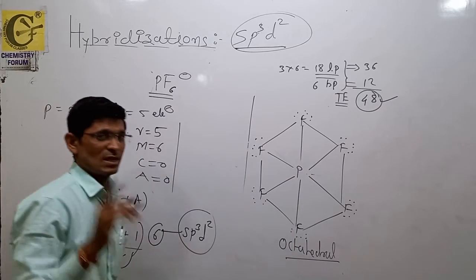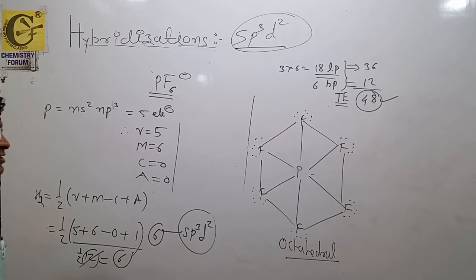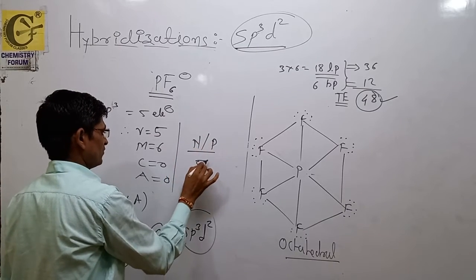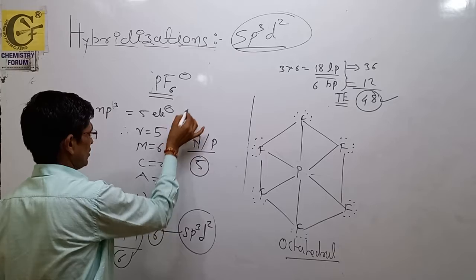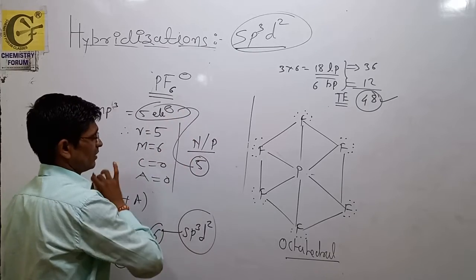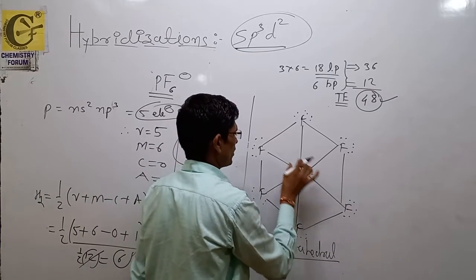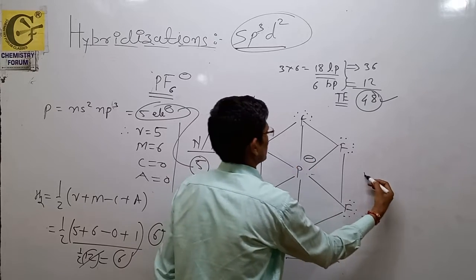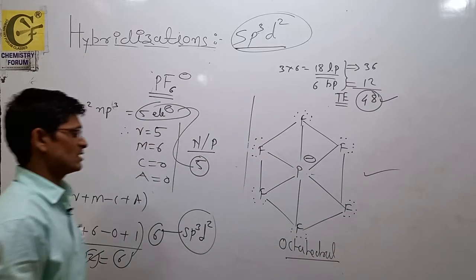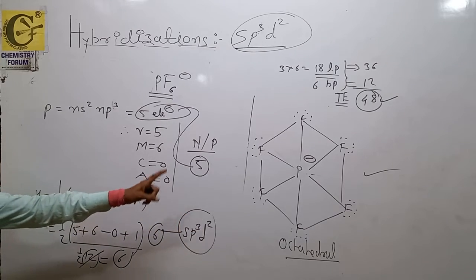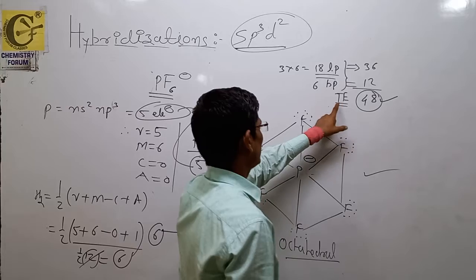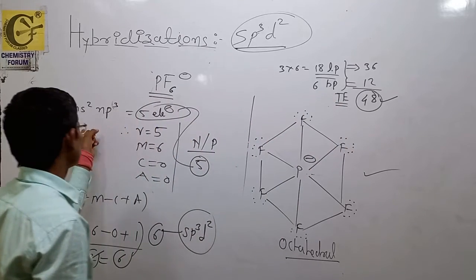And as we know, in the nitrogen family, nitrogen and phosphorus are attached to only 5 bonds, because the outermost shell contains 5 electrons. But here one bond is in excess. That's why we call this a negatively charged species. So the geometry of the molecule is octahedral in nature. Total lone pair of electrons and bond pair of electrons is similar to SF6.